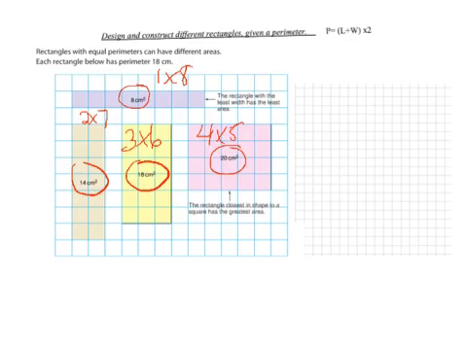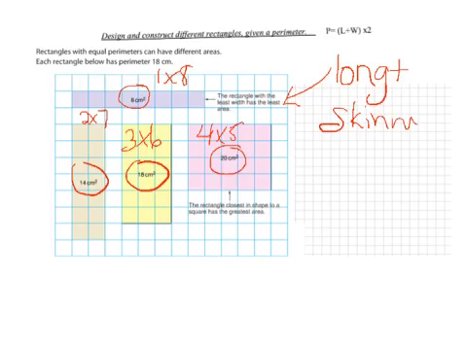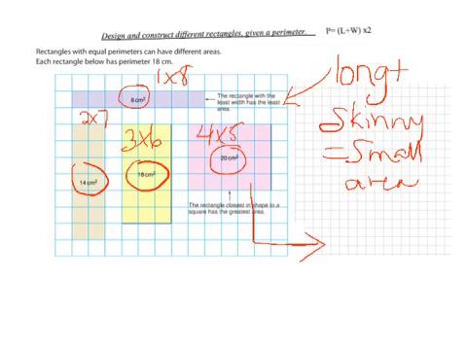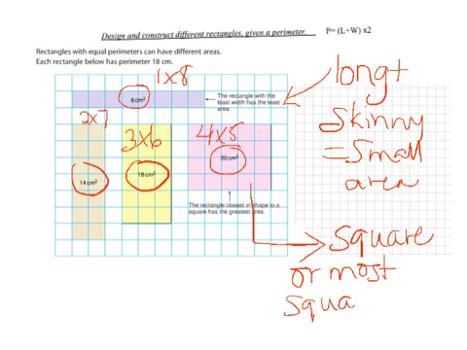What we will always find when we are creating rectangles that have a certain perimeter is that rectangles that are long and skinny have small area. Long and skinny equals small area. Whereas rectangles that are more square or an actual square, or most square, because some we can't actually make an actual square, will have the largest area. So watch for that. That's a math generalization that we can make.